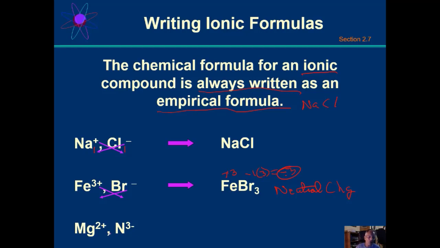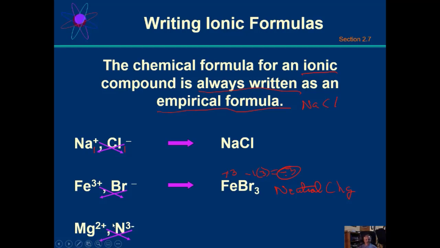Let's see if you can figure this one out. And by the way, the name of this compound would be iron(III) bromide. How about this one over here? This is going to be magnesium nitride. We're going to do the same trick. We are going to just do our little crisscross here.